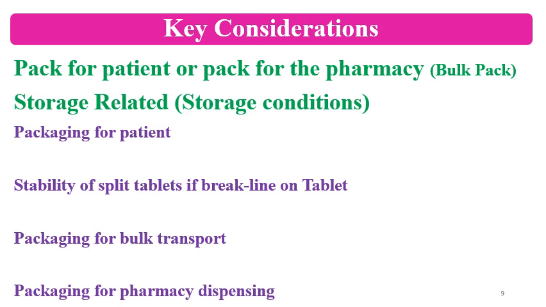Then pack for patient or pack for the pharmacy. Sometimes the bulk packaging is done for transport also. Bulk packaging is done for repacking activity at some other sites. Sometimes bulk pack is done for pharmacy dispensing. So those things are required to be considered. Storage related and storage condition related instructions are required to be provided for the packaging for patient and packaging for the transport. Stability of split tablet if there is a break line on the tablet. So this is one of the most important and critical considerations.